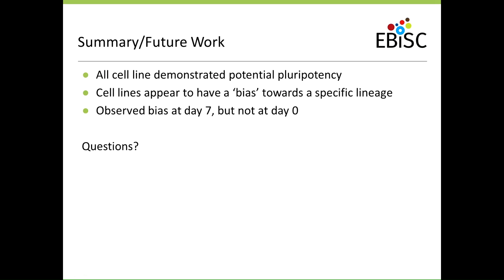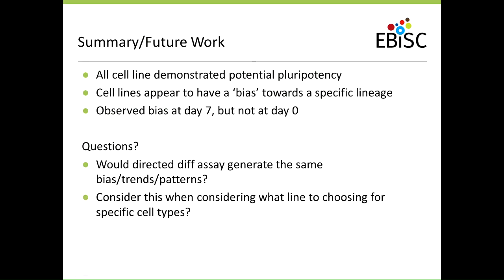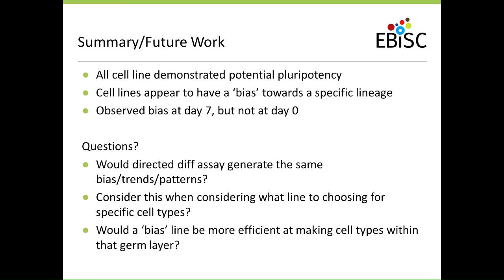So the questions that we would ask going forward is, if you put these cell lines through a directed differentiation type of assay, what kind of bias trends, patterns might you see? And should something like this be considered when choosing a line if you're going for specific cell types? So for example, if you wanted to make neural lines and you went on the EBiSC catalog, would you be better off picking, for example, the Bioneer lines, which have a very strong preference to make ectoderm? And yeah, would a biased cell line be more efficient at making cell types within that germ layer?